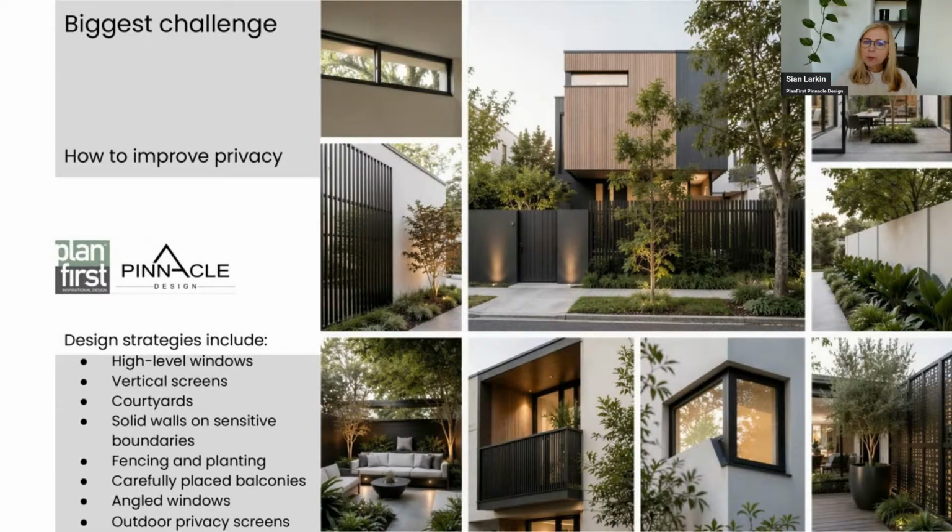So how do we improve privacy on these sites? Firstly, you can do it with high-level windows, the clerestory windows, which we've spoken about quite a lot in the past. They allow light to come in. It's the top image in the slide. You retain your privacy because people can't look in, or they can look in, but they're going to look at the ceiling. So the occupants of that space are private, but you're still getting the natural light and natural ventilation in. You can do it with vertical screens.